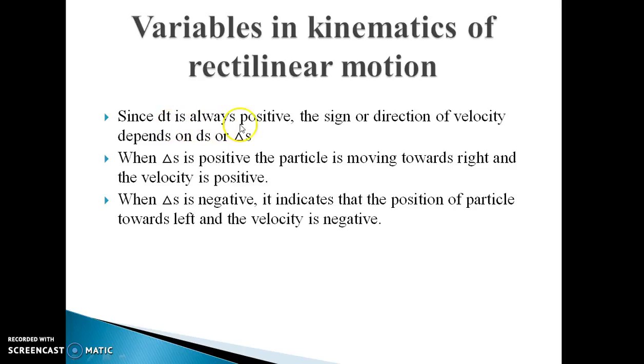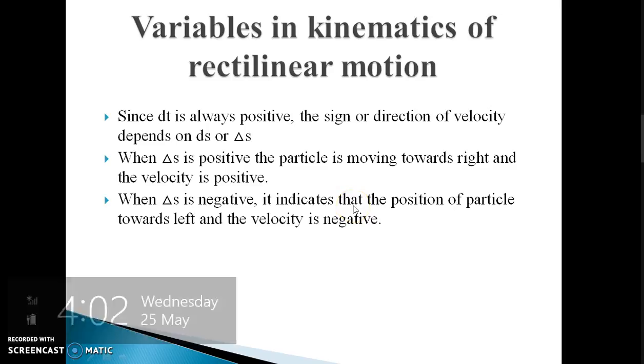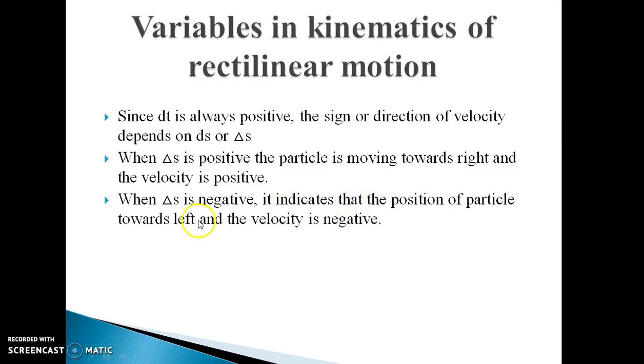Since delta t is always positive, delta t means a smaller time, so t is always positive. The sign or direction of velocity depends on ds or delta s. When delta s is positive, the particle is moving toward the right and the velocity is also positive. When delta s is negative, it indicates that the position of the particle is towards the left and the velocity is negative.